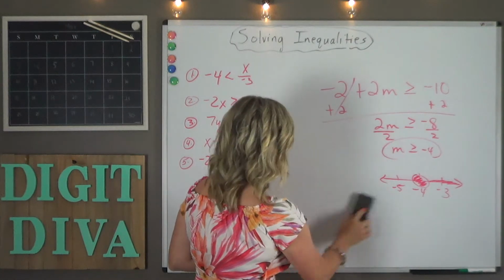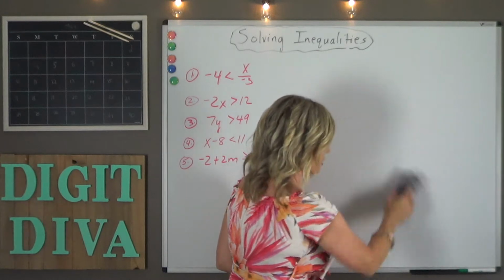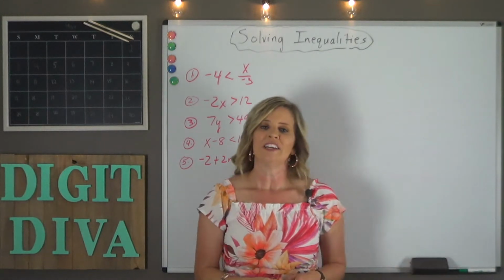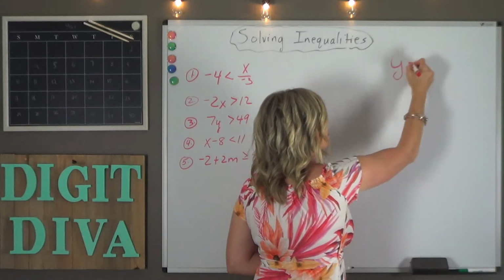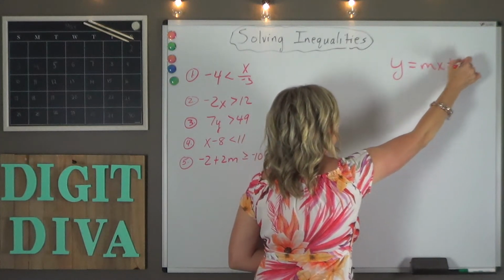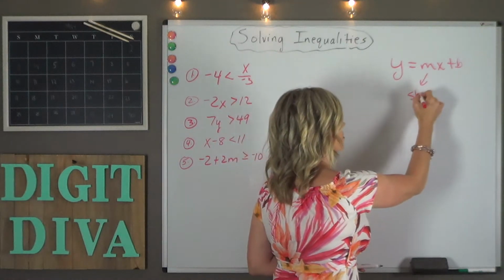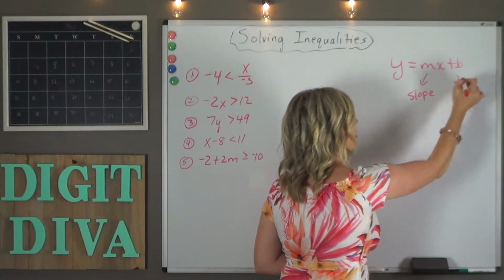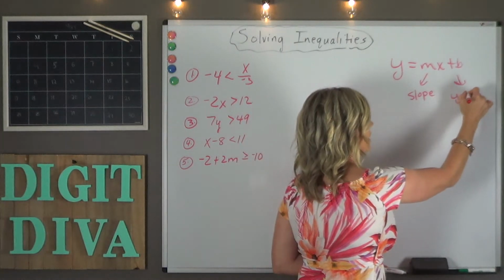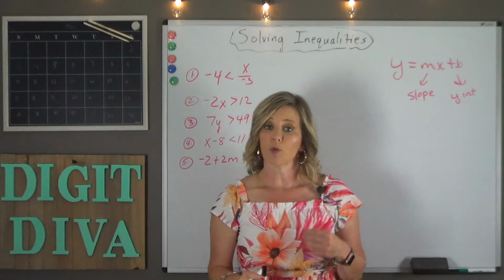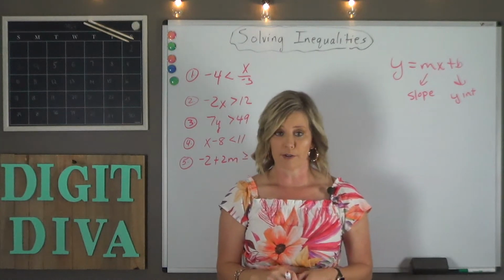Okay, we're going to move on to something a little bit trickier, but still not bad. So do you guys remember the slope-intercept form? It is y equals mx plus b, all right? M stands for the slope, okay? Whatever number's in front of the x is your slope. The number hanging out at the end is your y-intercept, where the line crosses the y-axis. So we're going to need that when we start to graph inequalities.